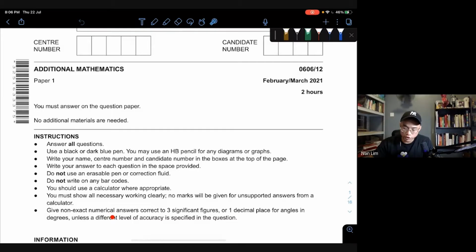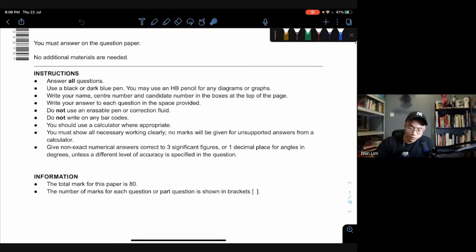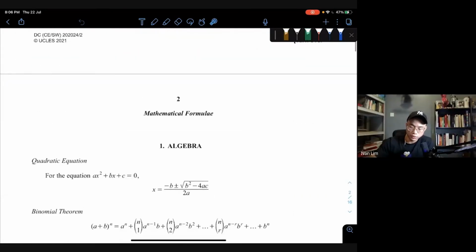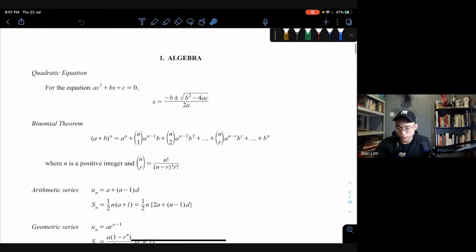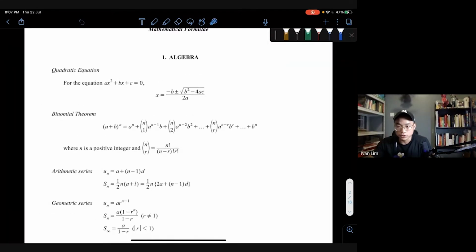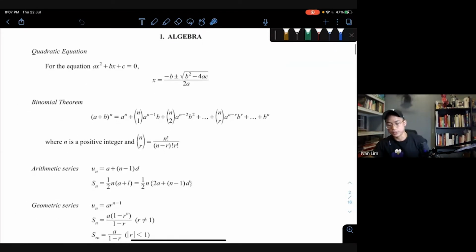Okay, give non-numerical answers correct to 3 SF, or 1 decimal place for angles in degrees, unless a different level of accuracy is specified in the question. Okay, so this is the guideline. This is an 80-mark paper. Some formulas that you all can find from this formula sheet: quadratic equation is given to you. Okay, by right you all should memorize it already.